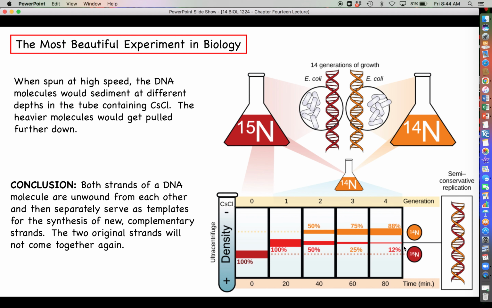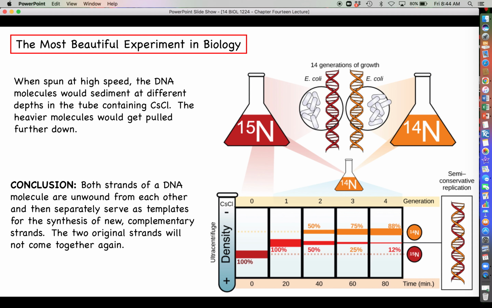You can see that after multiple generations, the DNA starts to become lighter and lighter and lighter, and the number of strands that still have nitrogen 15 in them become fewer and further between. And that would not be the case, or at least the numbers wouldn't work out exactly like that, if the dispersive or conservative models were correct.